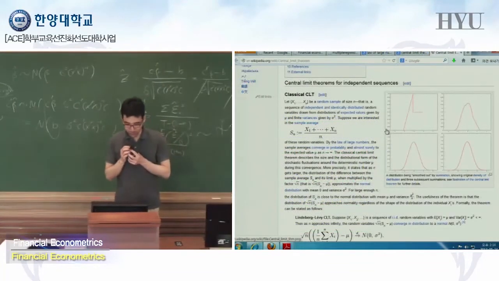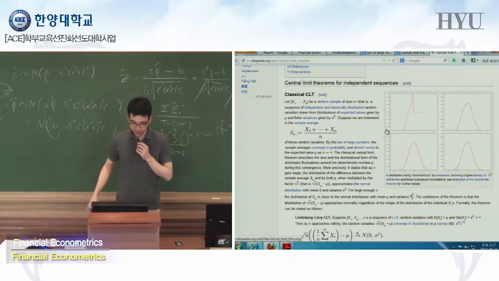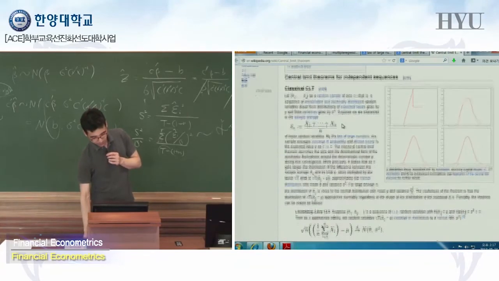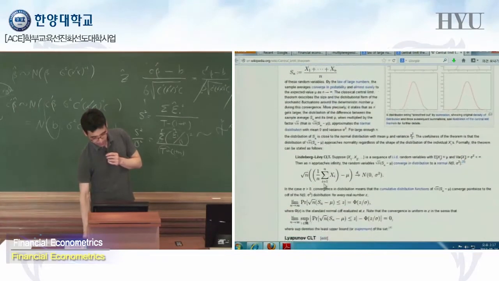This is the classical central limit theorem. Let x1, ..., xn be a random sample of size n, that is, a sequence of independent and identically distributed random variables drawn from a distribution with expected value mu. Then the sample average looks like this. And by the law of large numbers, it converges in probability, almost surely, to mu.